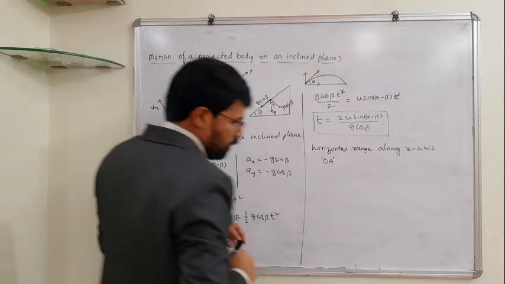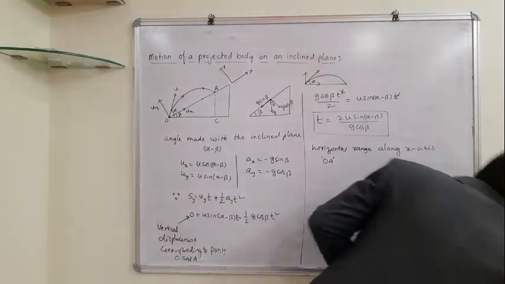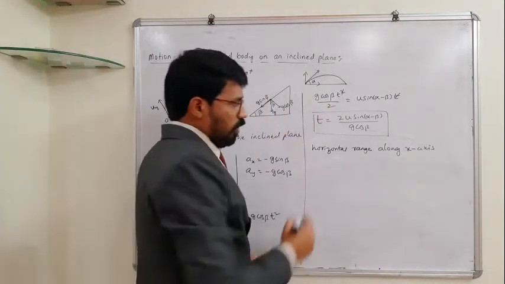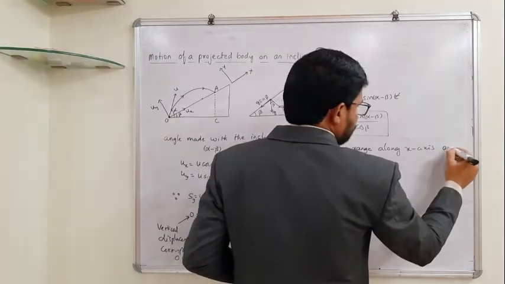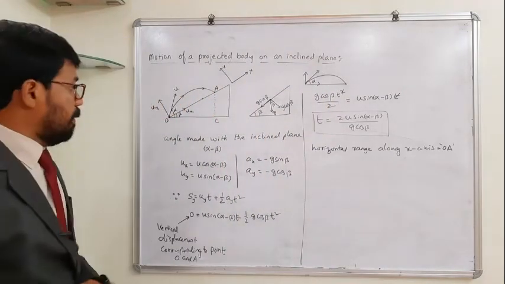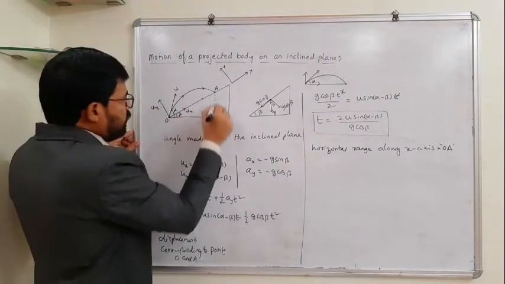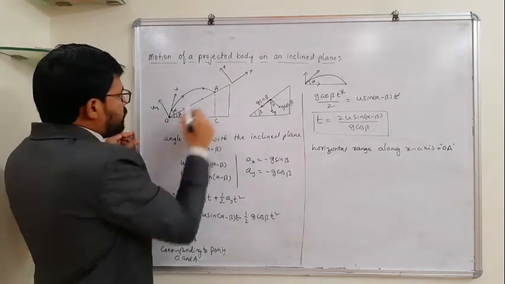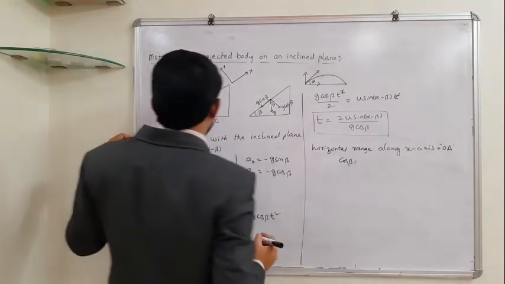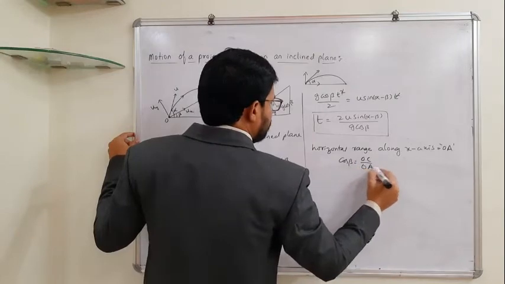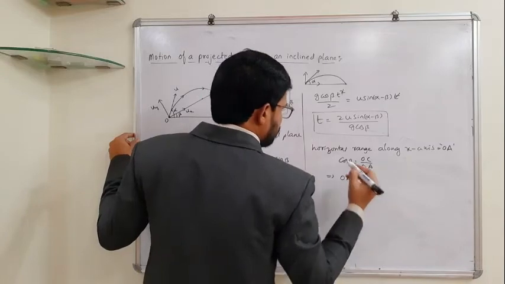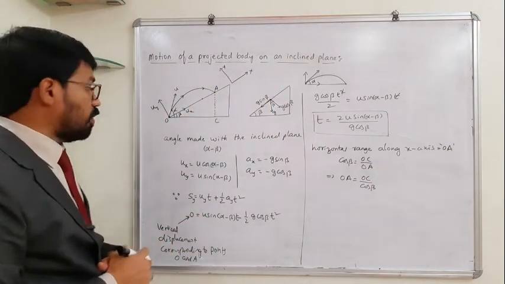So let us try to find out this OA, the horizontal range along the inclined plane. How can this be calculated? Look at this right angle triangle. In this right angle triangle, OA is the hypotenuse. So cos beta can be written as OC by OA. That implies OA is equal to OC by cos beta.